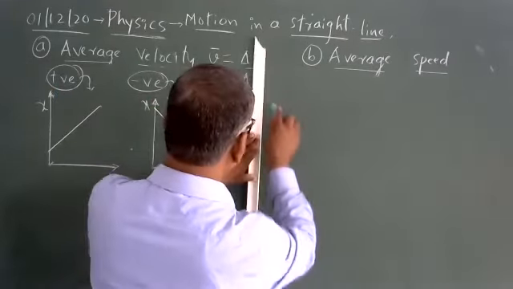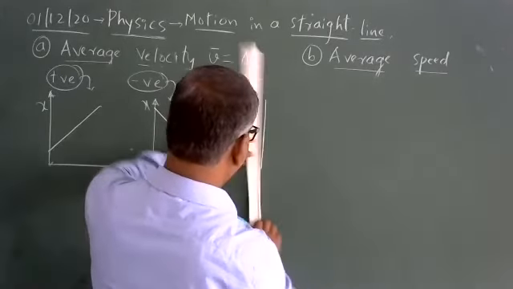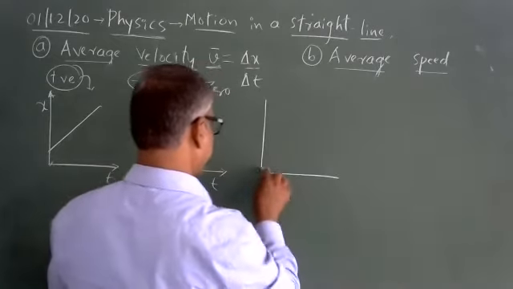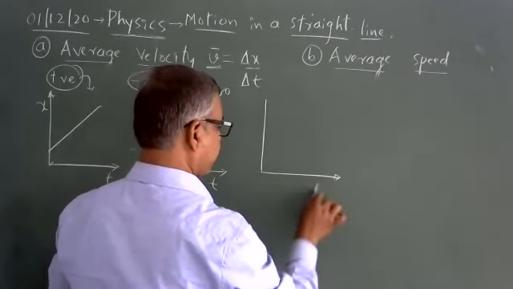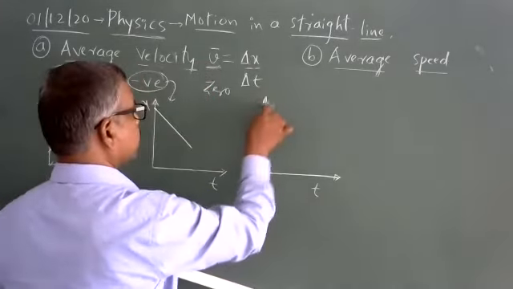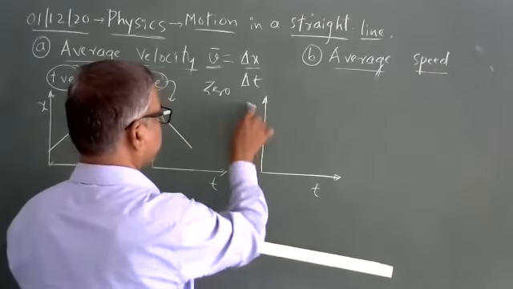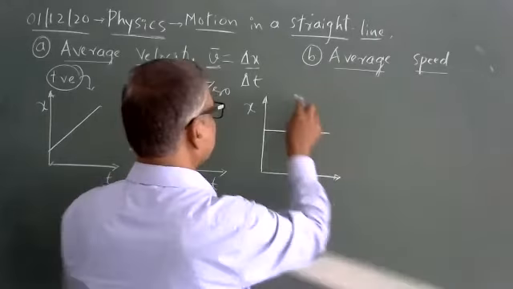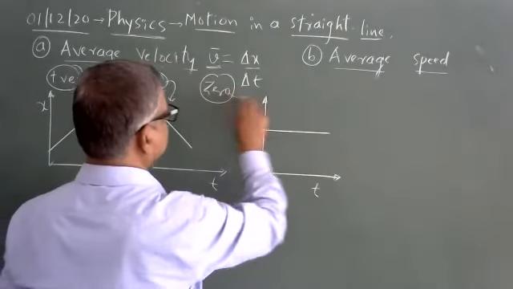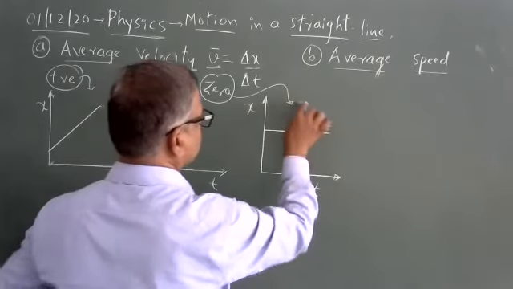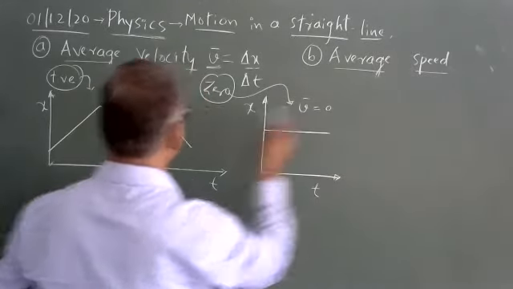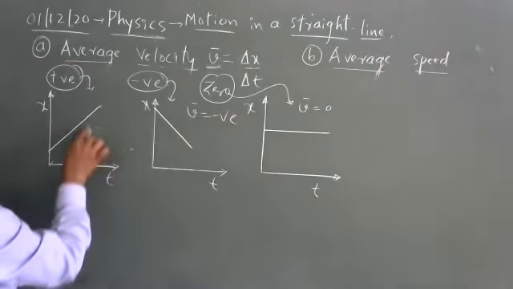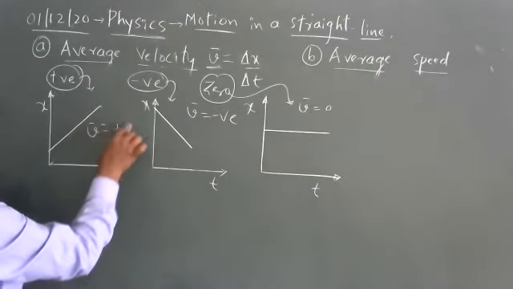The third one, velocity is 0. This is time, this is position, and velocity is 0. Yes, this v bar equal to 0. Here v bar equal to negative. Here v bar equal to positive.